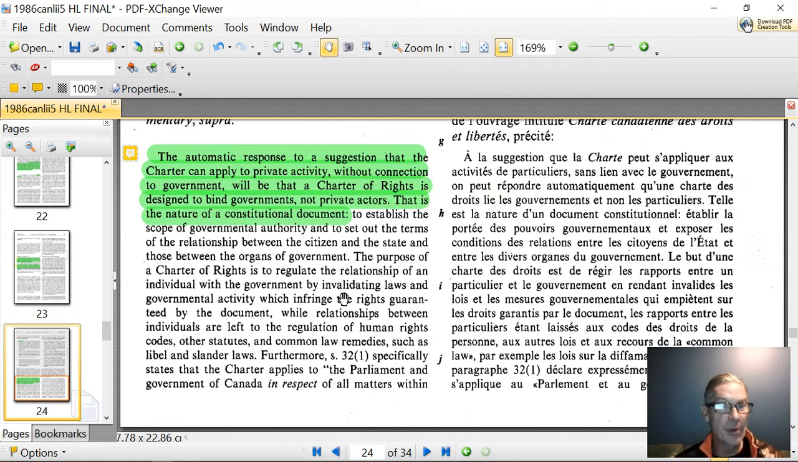The automatic response to a suggestion that the charter can apply to private activity without connection to the government will be that the Charter of Rights is designed to bind government, not private actors. That is the nature of a constitutional document. And once again, yes, that is the absolute nature of a constitutional document.